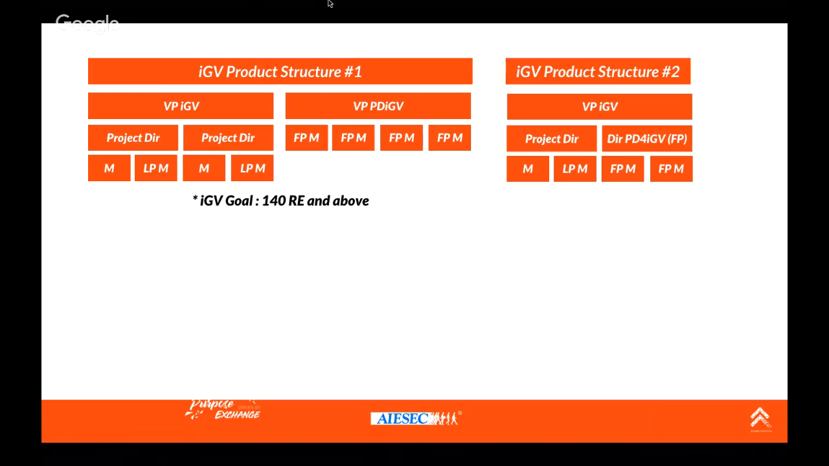Another type of structure is that you only have a VP for IGV, but you will have a project director and a director PD for IGV. How it works is that your learning partner will still start under the project director, but your director PD for IGV will solely focus on finding money. At the same time, they will also be the functional coach to make sure that the project director and the learning partner members who work under the project director can get a relevant partner as well, which is relevant for your IGV goal. It's 140 and below.